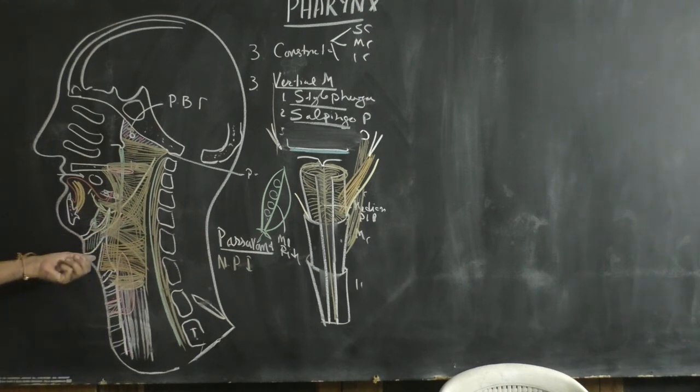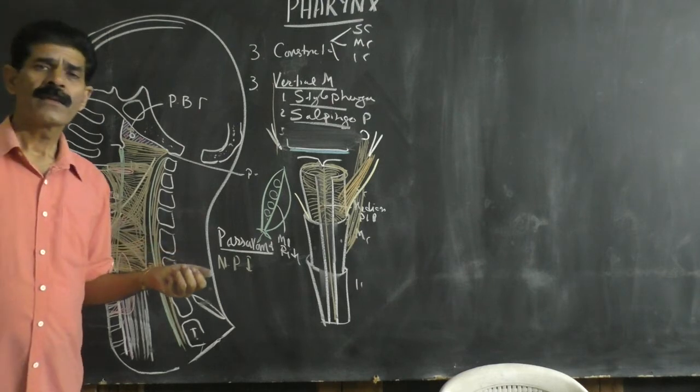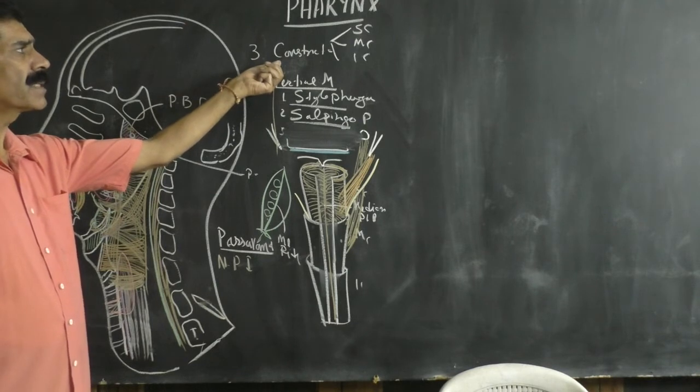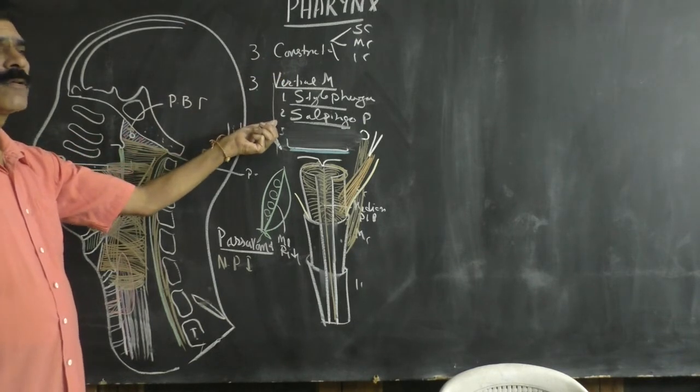So this is how we do the 6 muscles of the pharynx which are forming the tube: 3 circular muscles and 3 vertical muscles.